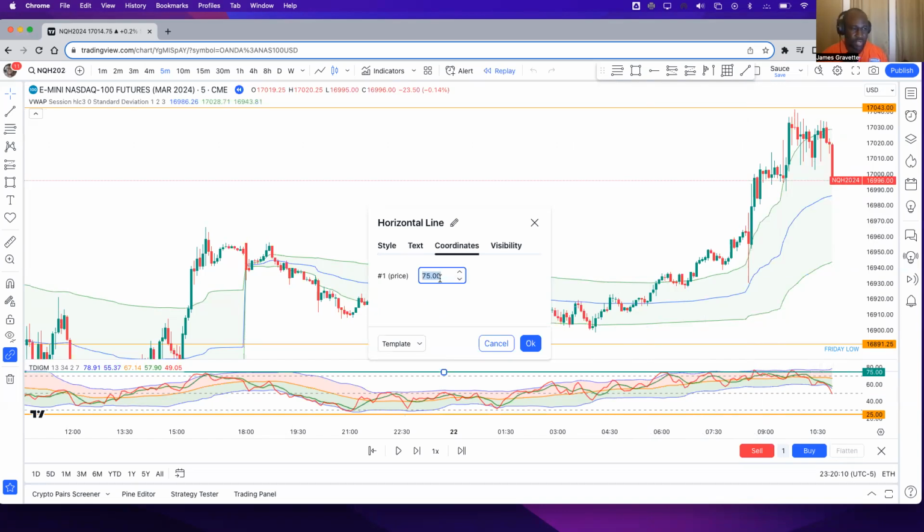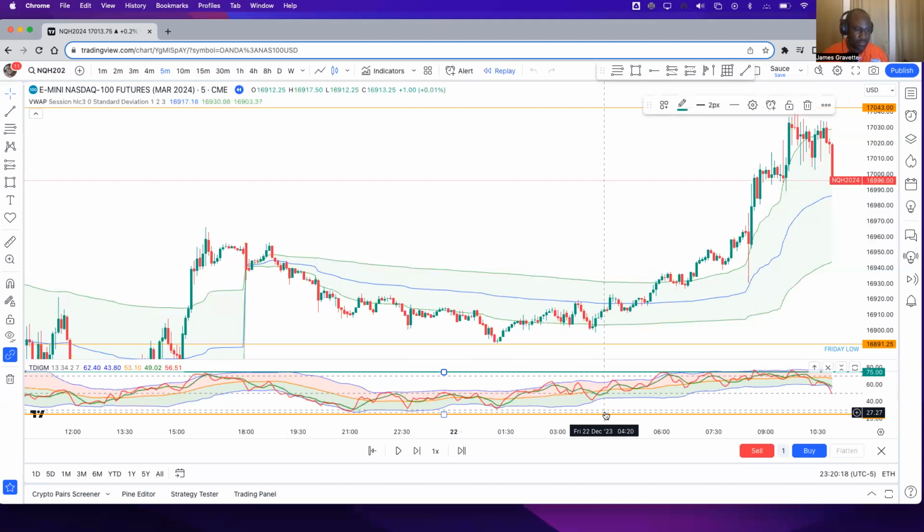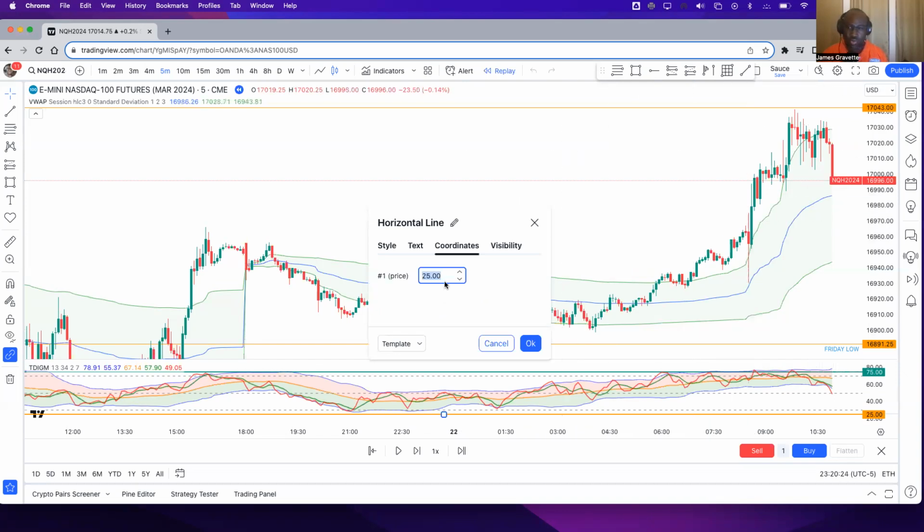Overbought is 75. I want the 70. I want a specific overbought scenario. Okay? And if it's oversold, we have this setting here. See that is 25, not 30 or 70, but 25.